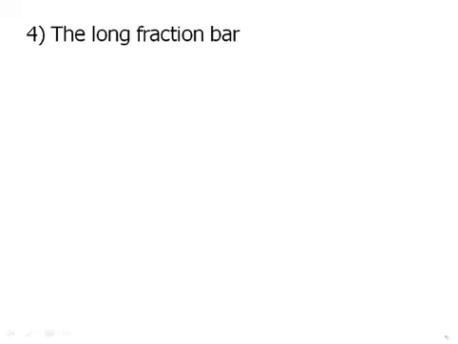Another one is the long fraction bar. So for example, if I have x plus 6 over x minus 4, that denominator, x minus 4, that's grouped together. That comes as a single unit. I can't, for example, cancel the two x's there because anything that happens to that denominator has to happen to the whole thing. They are grouped together. So this is another example of a grouping symbol.